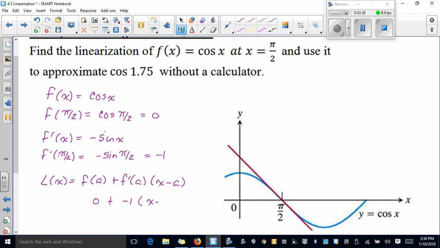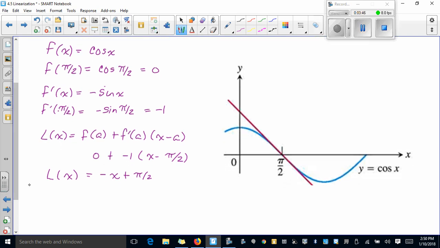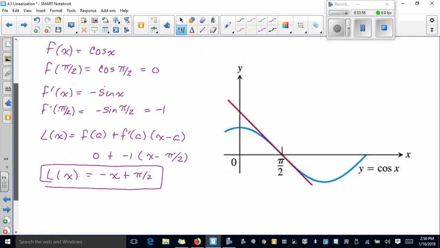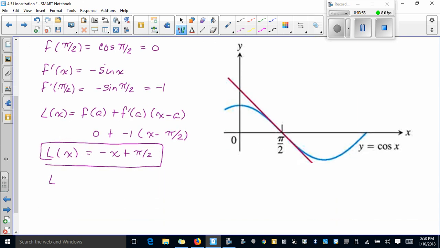And at pi over 2, they're asking us now to use that to identify what cosine of 1.75 is. So the linearization at 1.75 equals negative 1.75 plus pi over 2. If you don't like the negative first, you put pi over 2 minus 1.75, wherever it's going to be. That's your value, and that's an exact value. Since they said no calculators, you're leaving it as such. And we're done. This is all we had to do.